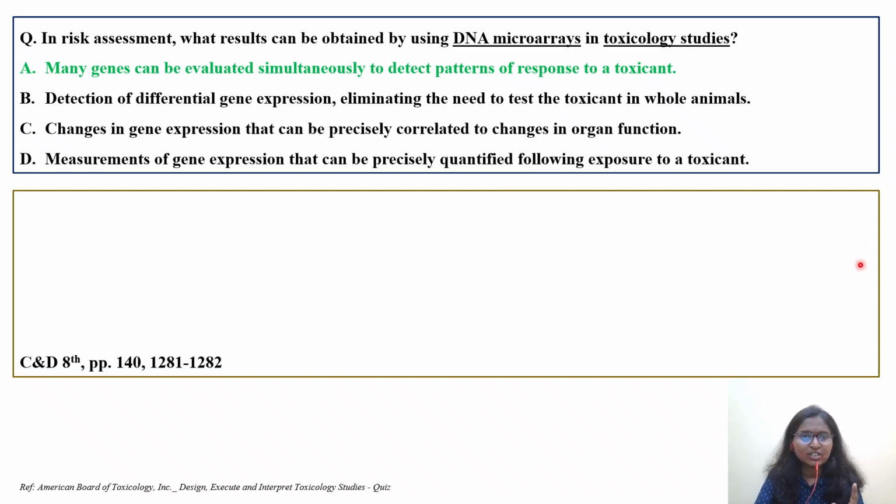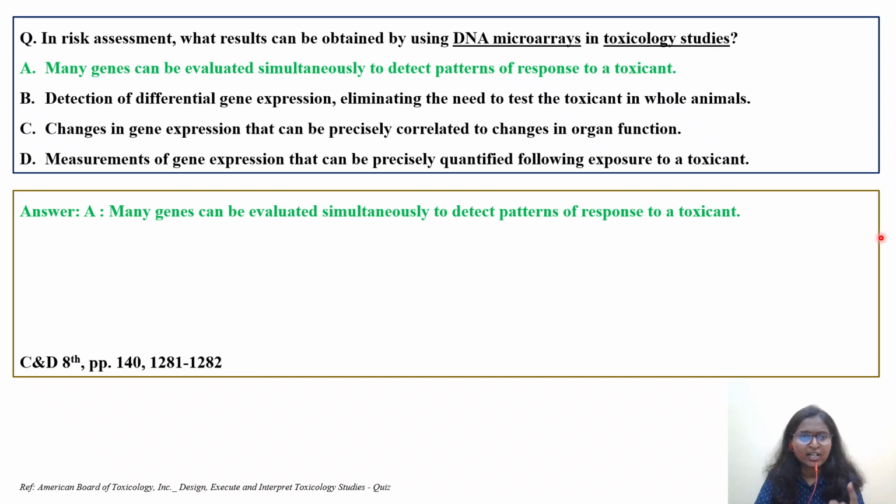So let's see what the answer is. The question is: in risk assessment, what results can be obtained by DNA microarray in toxicology studies? The right answer, as you can see in the green text, is: many genes can be evaluated simultaneously to detect patterns of response to a toxicant. Here the toxicant might be any chemical, pharmaceutical, or pesticide, anything, right?